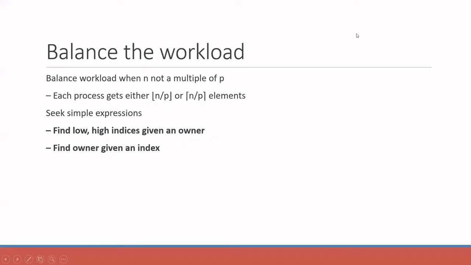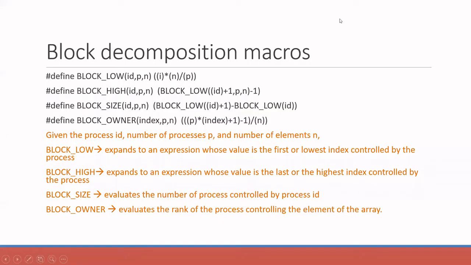We need to balance the workload here, particularly when n is not a multiple of p. Usually, each process gets either the floor of n by p or the ceil of n by p. So we are going to define some macros to find the low and high indices given a rank, or given an index, to find the rank. So we are defining 4 block decomposition macros here.